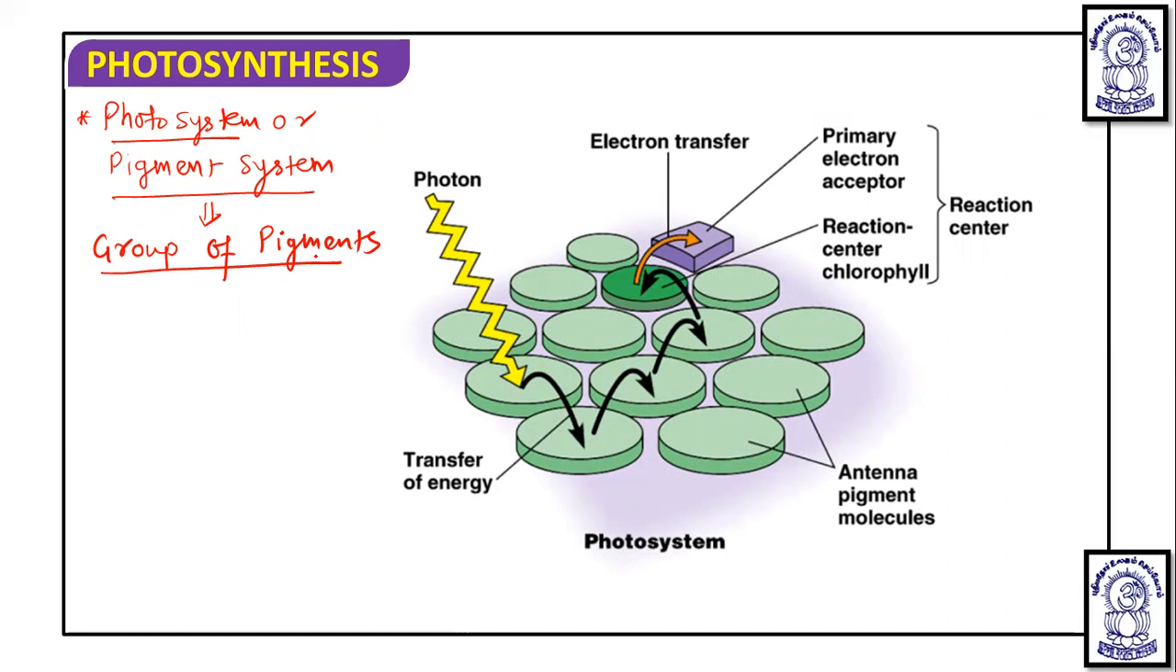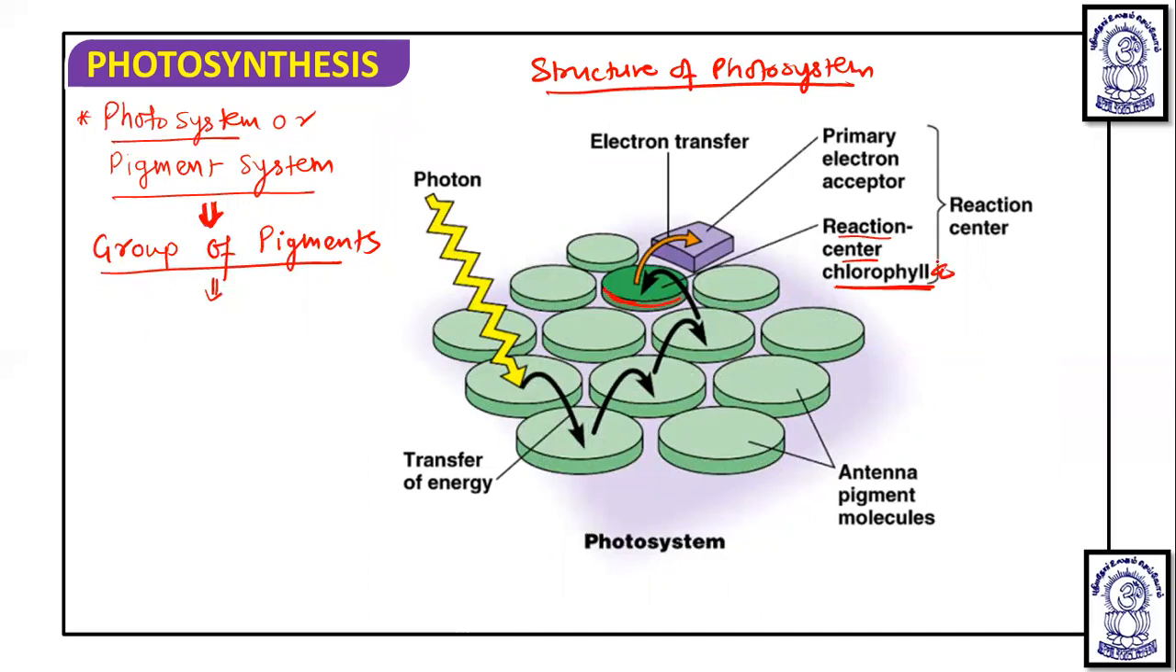Okay. Now this photosystem or pigment system is a group of pigments, and this group of pigments occurs here. Each photosystem has the same structure. So this is the structure of a photosystem. In each photosystem, you will see that there is one reaction center. This is the reaction center, which is always chlorophyll A.